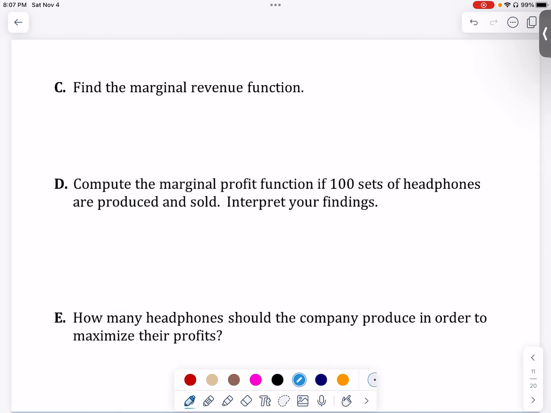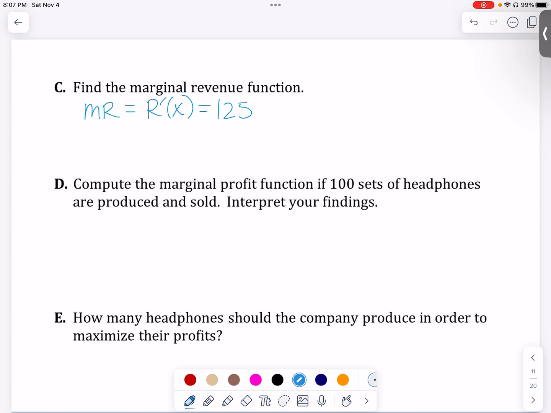Okay, we're going to use that in the next slide. And so it says find the marginal revenue function. Well, marginal revenue is much like marginal cost. It's just R prime of x, so it's 125.